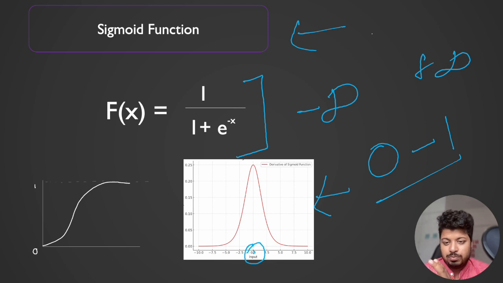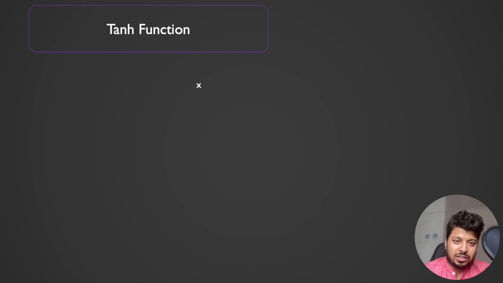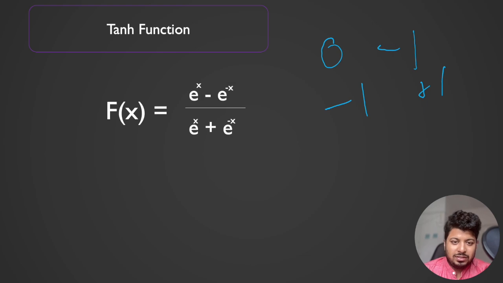Now to solve this problem, we have another similar function at our disposal, which is the tanh function. It shares a few things in common with the sigmoid function. Unlike the sigmoid function, which maps input values between 0 and 1, tanh maps the values between -1 and +1. The formula for the tanh function is f(x) = (e^x - e^(-x)) / (e^x + e^(-x)). Don't worry about this complex mathematical representation.